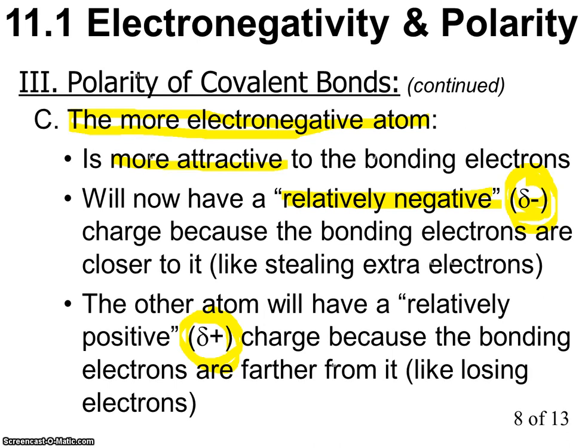In contrast, the other atom, the less electronegative atom, will have a relatively positive charge, which we denote with the delta positive, because the bonding electrons are farther from it. And so this is similar to the electrons going over to the more electronegative atom, and now it has extra electrons compared to protons, so it's negative. And the other one is going to be left being partially positive because the electrons have left it, and so it has relatively fewer electrons than protons. So this is similar to ionization, but it's only part of the way. That's why we say it's partially negative or relatively negative.